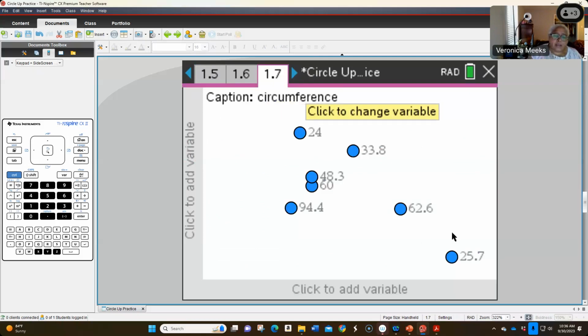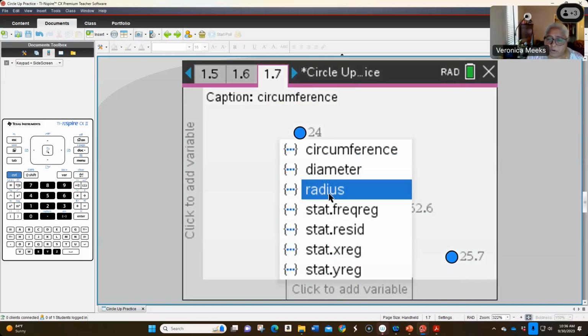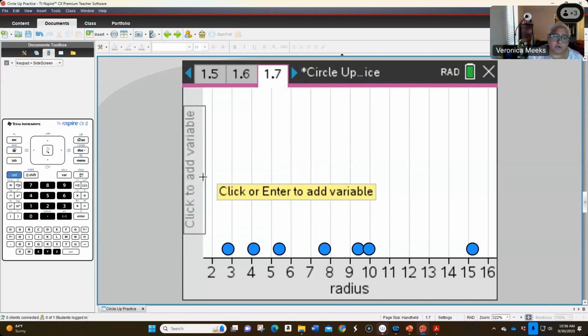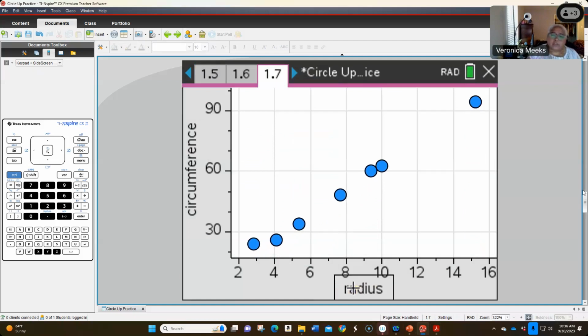So once they've done that, in the directions for the activity, it has you graph radius versus circumference. So we're going to click here and put the radius, and click here and put the circumference. And then we're going to look, and the question that they ask in the activity is, this is considered to be a linear relationship, why? So this kind of gives you an idea of where the student's understanding and their definition of what a linear relationship is.